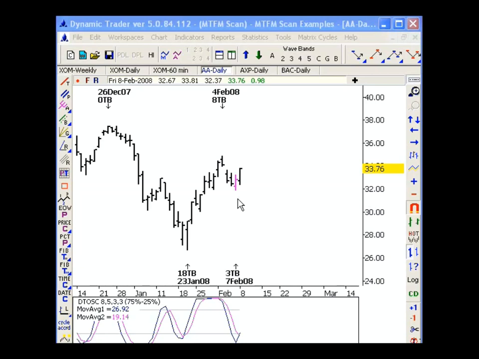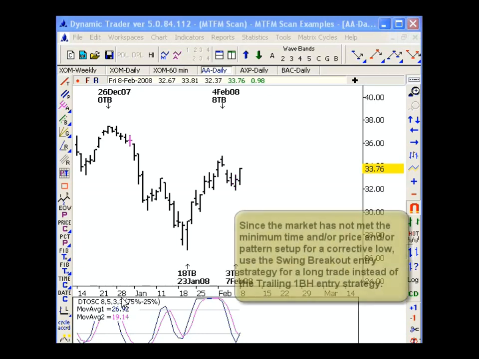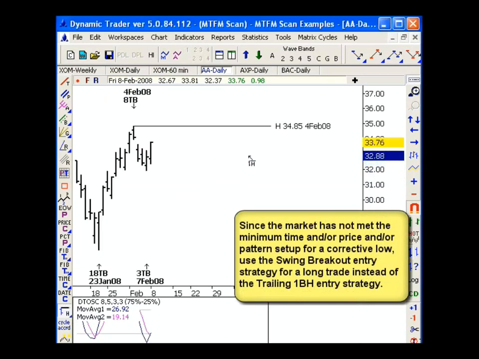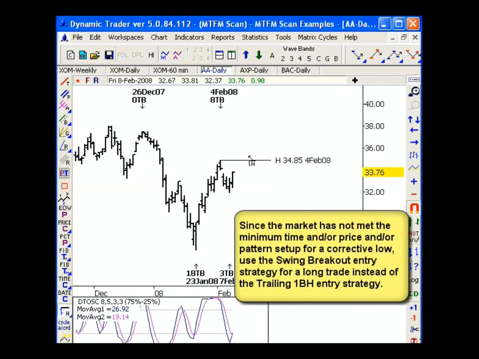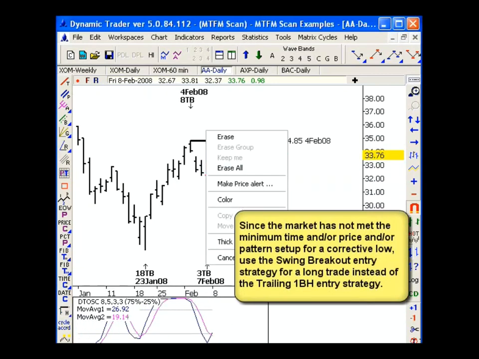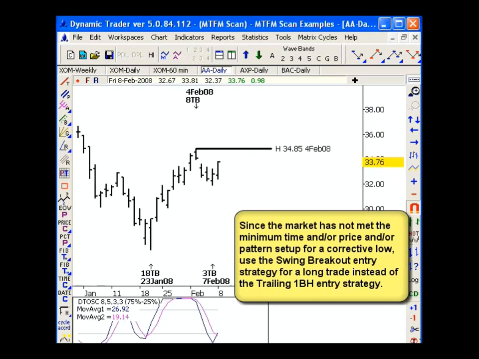So is it still a good trade? Well, it might be a good trade just based on the dual time frame momentum, but my trading strategy is I definitely wouldn't do an entry strategy based on a trailing 1-bar high in the daily data. I'd do a swing breakout strategy if I was going to consider a trade in this market. In other words, it would have to take out a swing high. Let me get the chart squared up here a bit. Swing high before I'd consider entering this market.